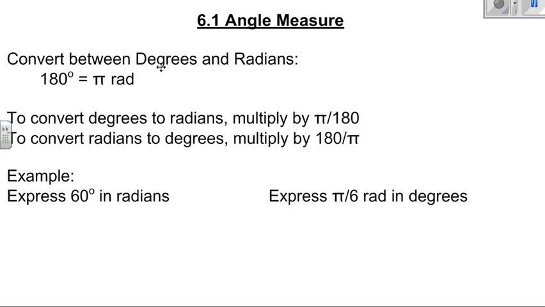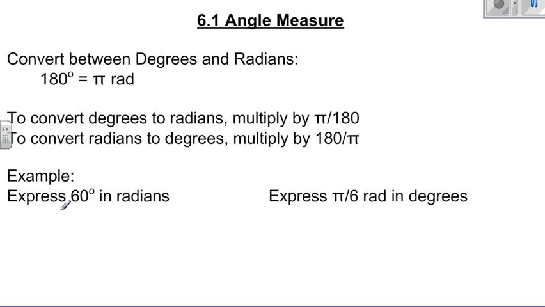To convert between degrees and radians, the main thing you have to know is that 180 degrees is pi radians, which makes sense because if you think about the unit circle going halfway around, that'd be 180 degrees, which is pi on the unit circle. So to convert degrees to radians, you just multiply by pi over 180. Or to convert radians to degrees, you multiply by 180 over pi.